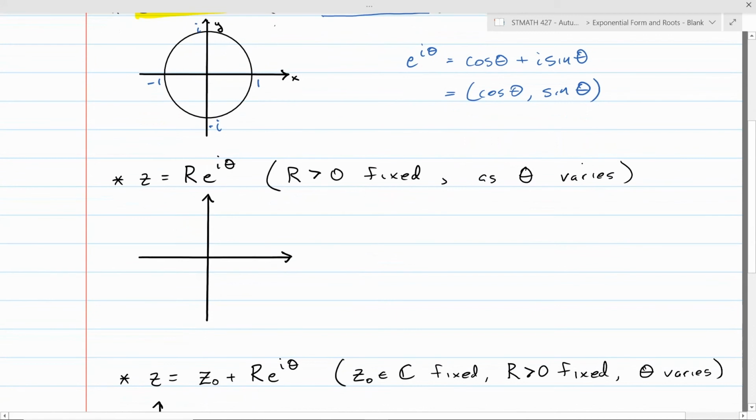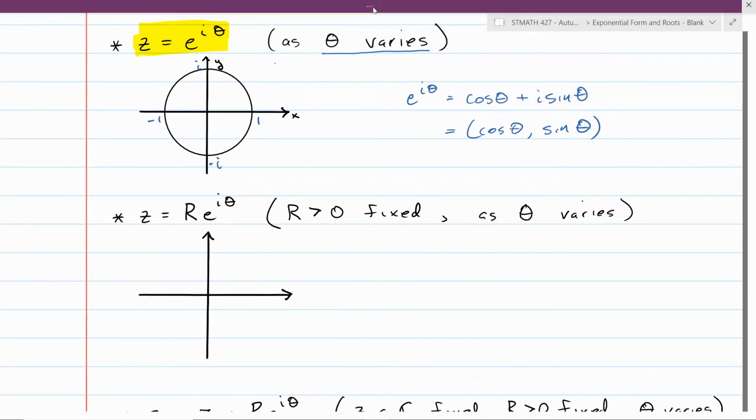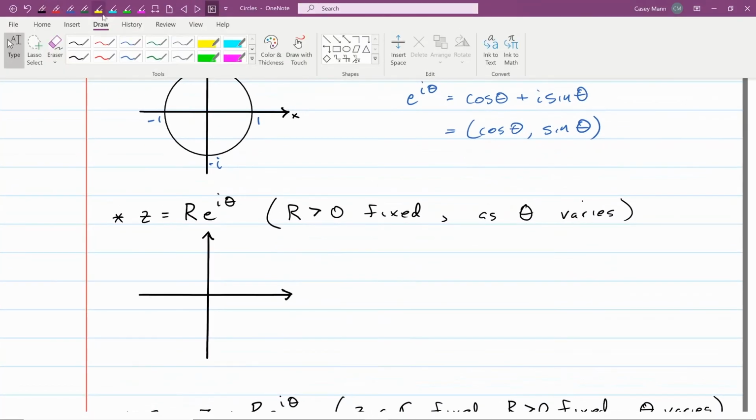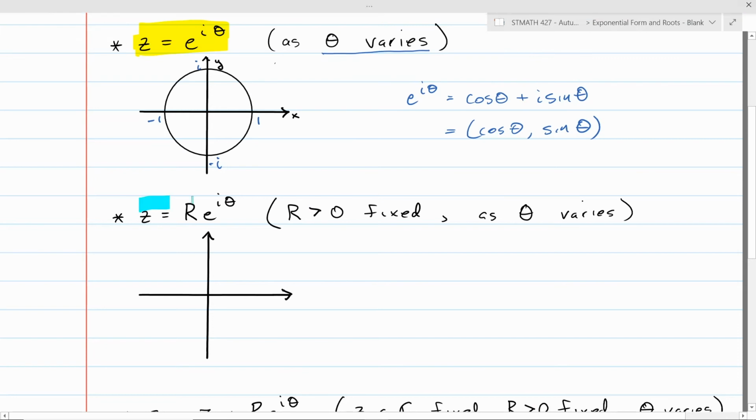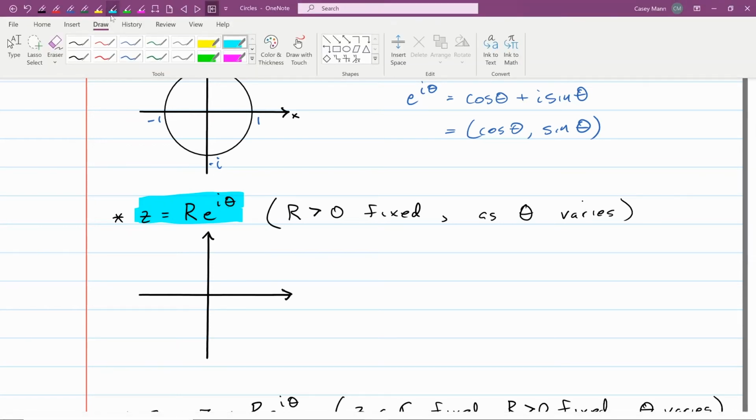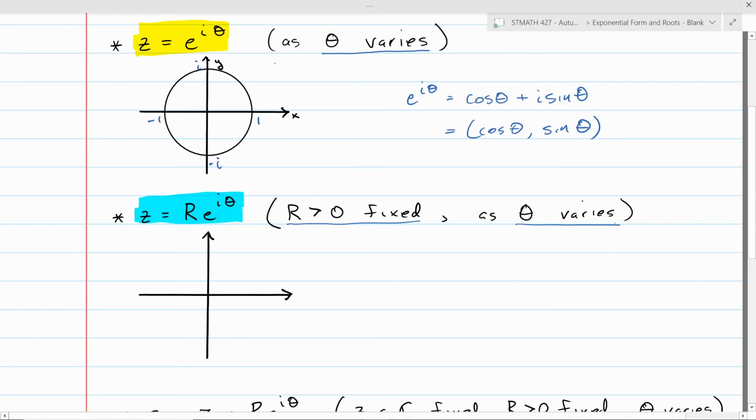Now if we take the previous equation and multiply it times some real number r, it's very similar, just multiplied times r. So r here is a fixed positive real number, and again theta is the parameter that's changing. Then we get a circle, but this time it's a circle centered at the origin of radius r.